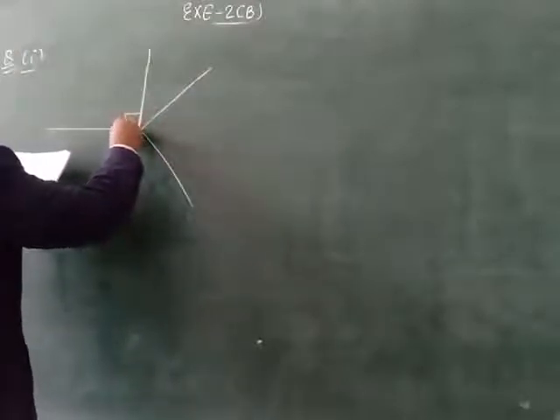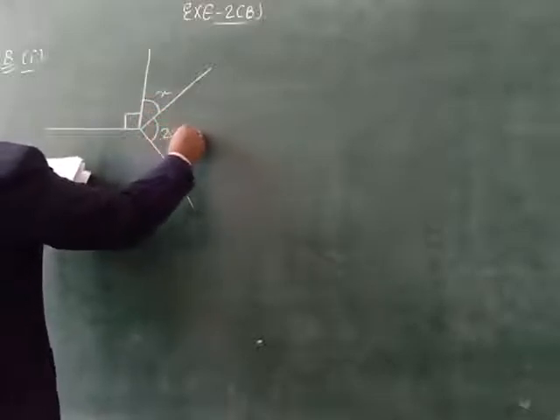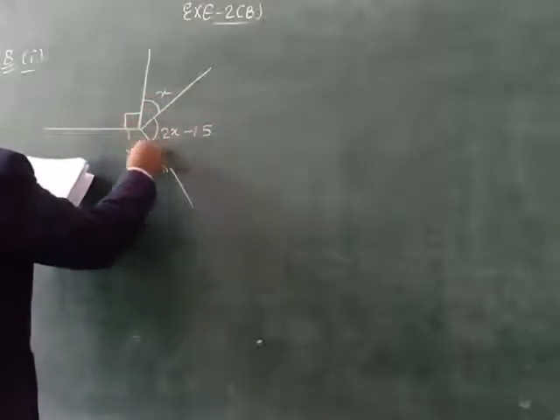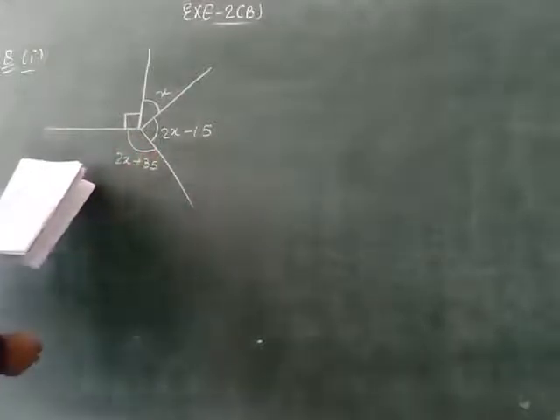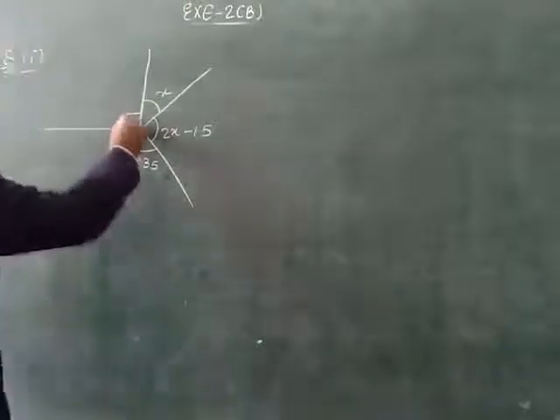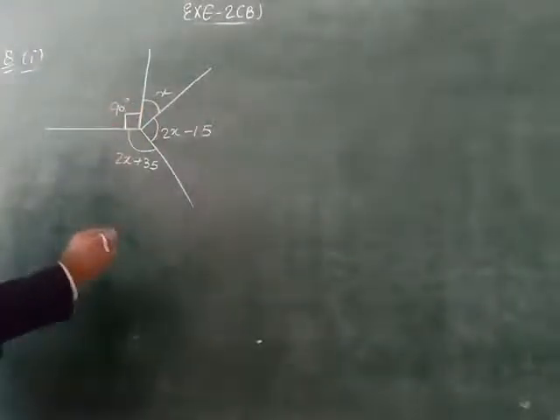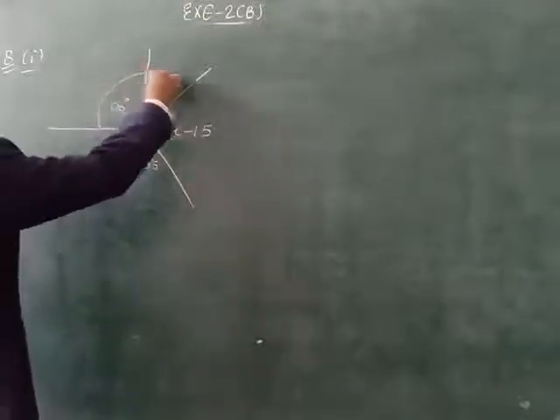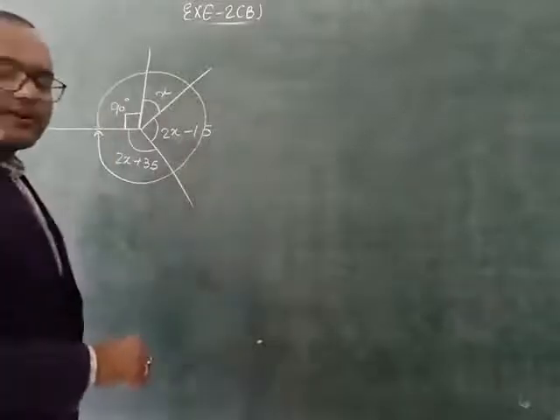Here it is 90, x, 2x minus 15. This is 2x plus 35. We have to find the value of x. So this symbol means this is the 90 degree. Here we have to use complete angle property. Full circle. Full circle is of 360 degree.